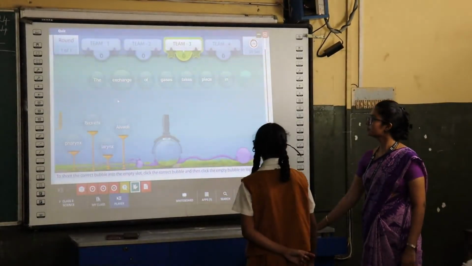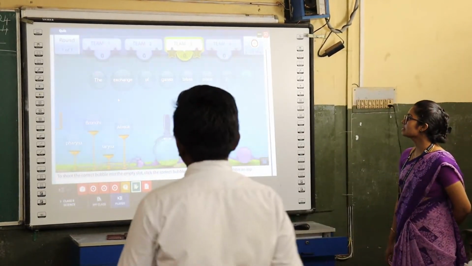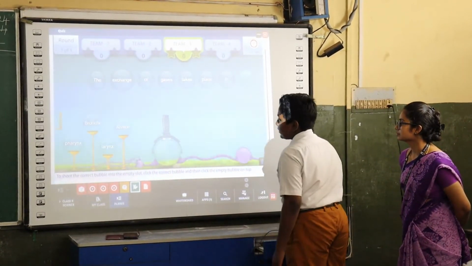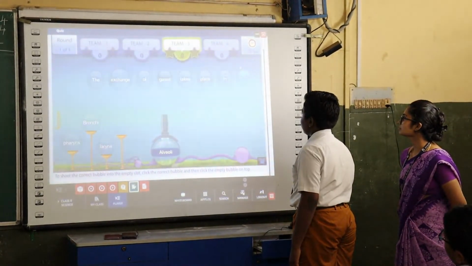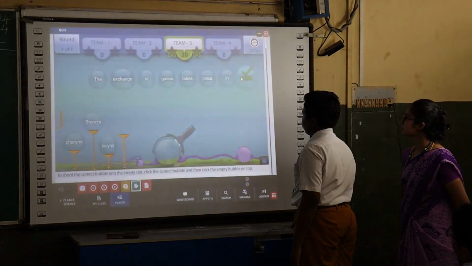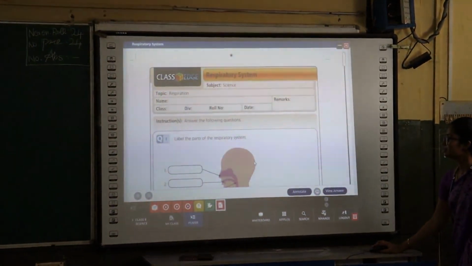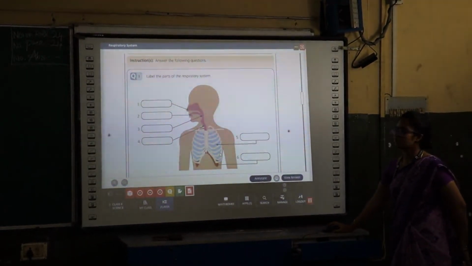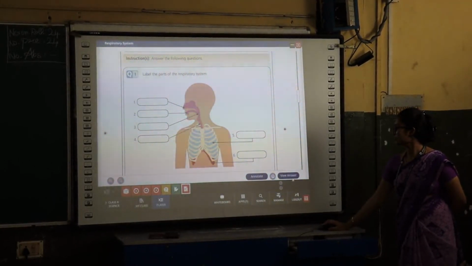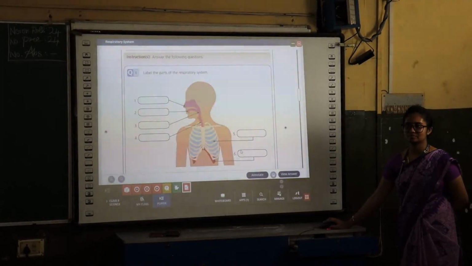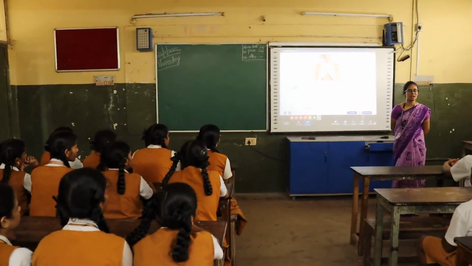This question goes to team 3. The exchange of gases takes place in. So this is the worksheet. What is this part? Nose. Okay. So I will give this worksheet. I want you to do it at home and you have to bring it to me.